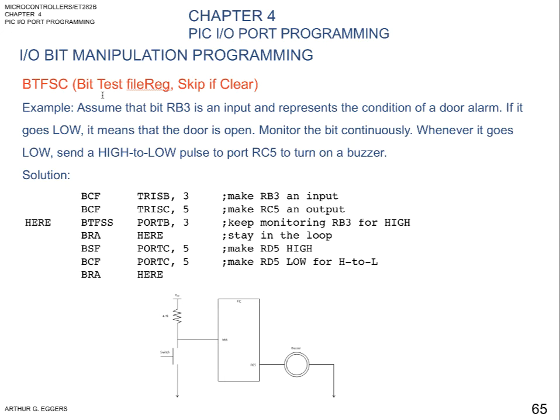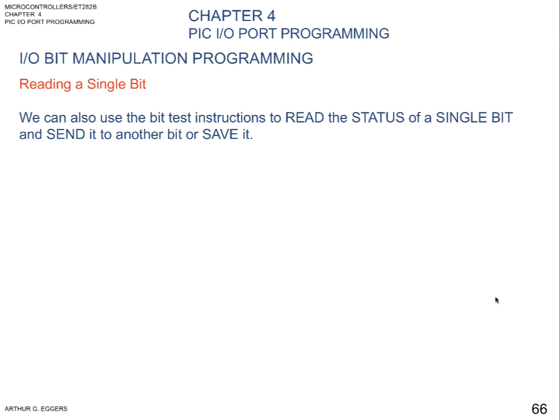The skip, if clear, our example here: assume that the bit RB3 is an input and represents the condition of a door alarm. If it goes low, it means the door is open. Monitor the bit continuously. Whenever it goes high, send a high to low pulse to port 5, which sets off a buzzer. So this is a practical application of a simple little door alarm, checking the condition of the door and sending a signal to sound the buzzer.